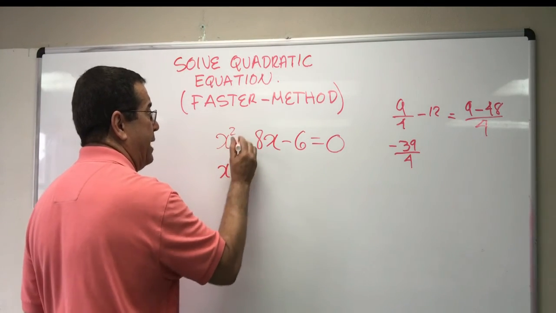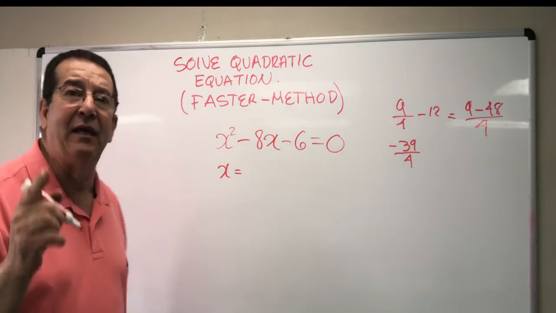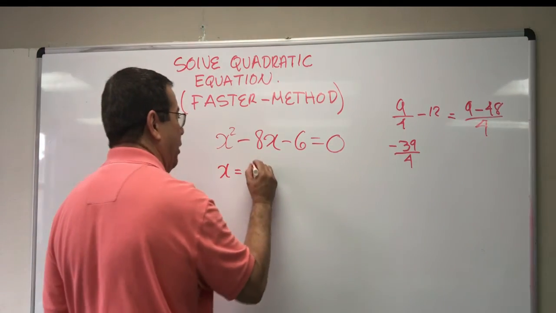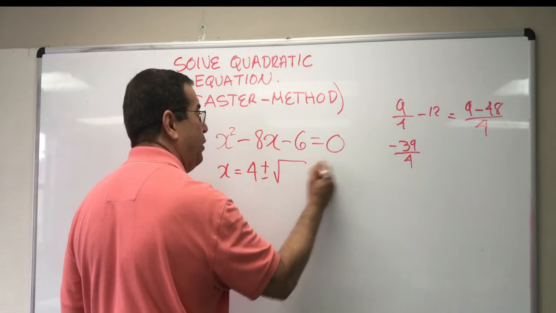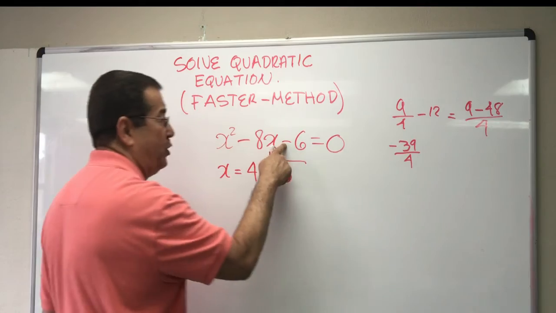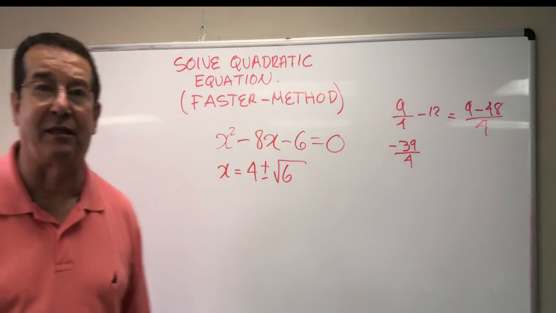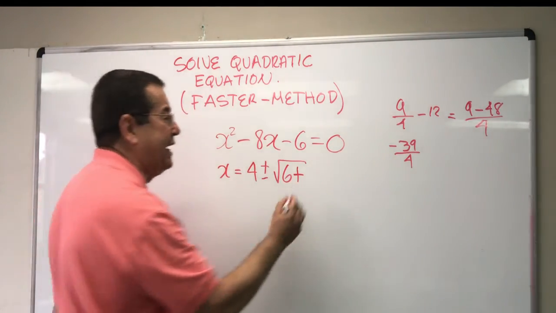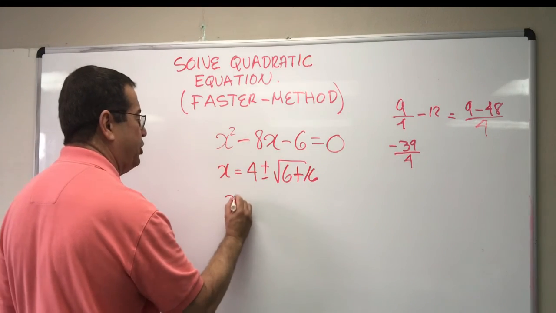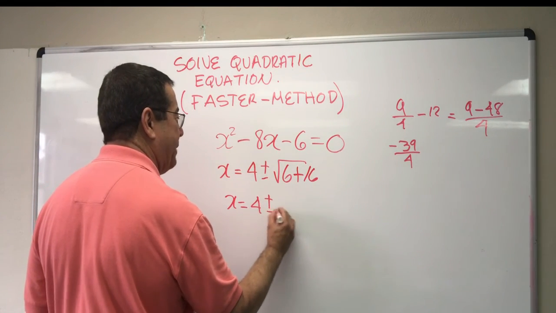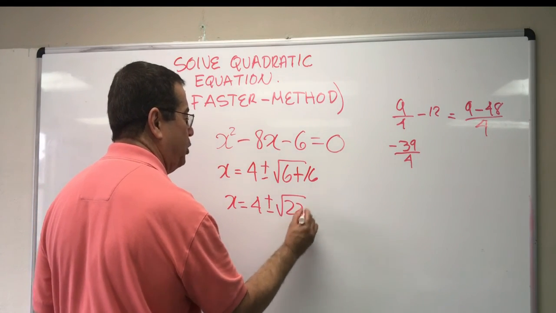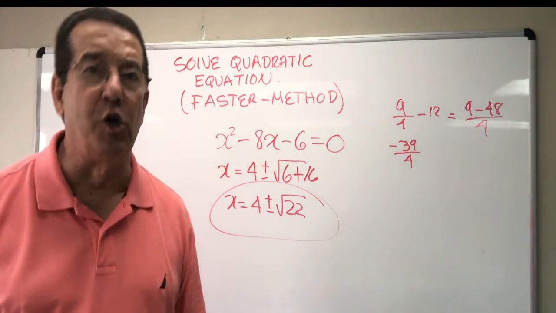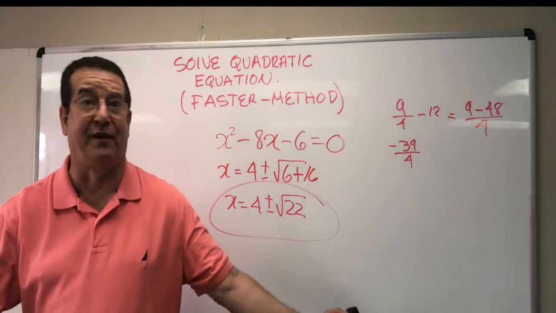Minus, negative 8 divided by 2 is negative 4. You change the sign, it's 4. 4 plus and minus the square root of 6, because when you move this to the other side, it's 6 positive. And now plus 4 squared, which is 16. Now you have the solution directly: 4 plus and minus the square root of 22. And that's it. This is the solution. Two steps and you find the solution of the quadratic equation. That's very easy.